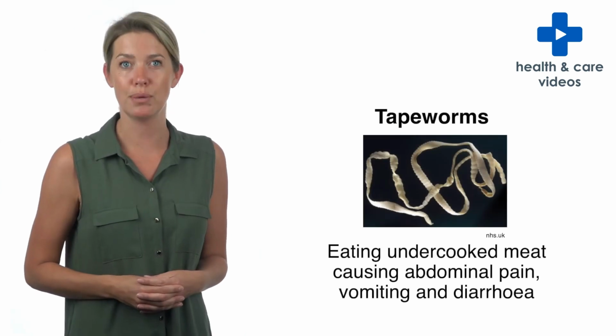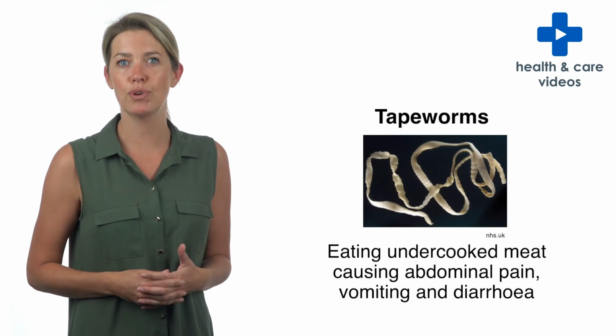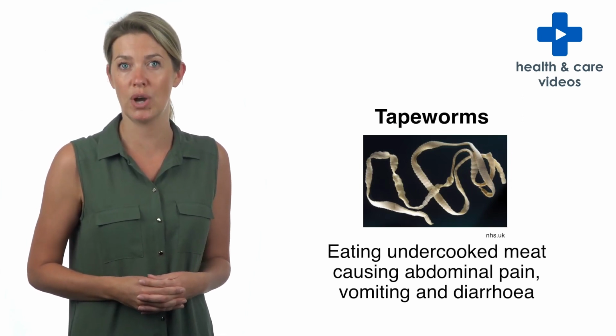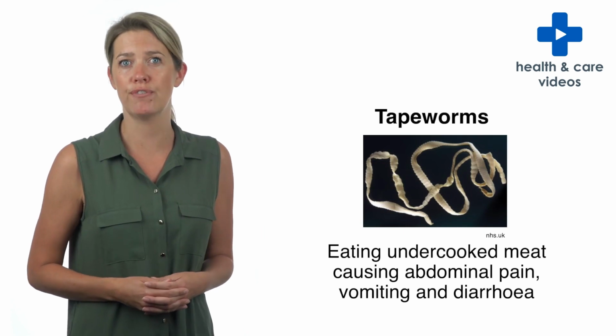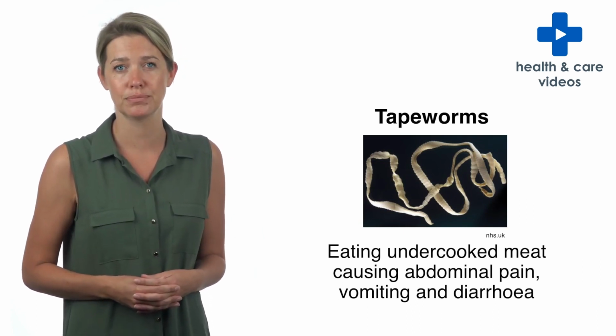Number 2, tapeworms. How are they spread? These flat, ribbon-like worms are spread by swallowing their eggs or newly hatched worms. The most common source of infection is eating undercooked meat from infected animals.